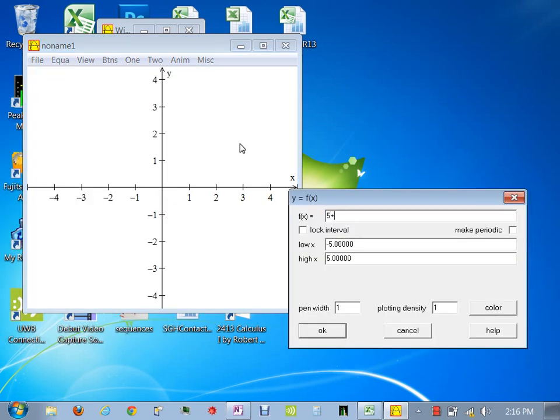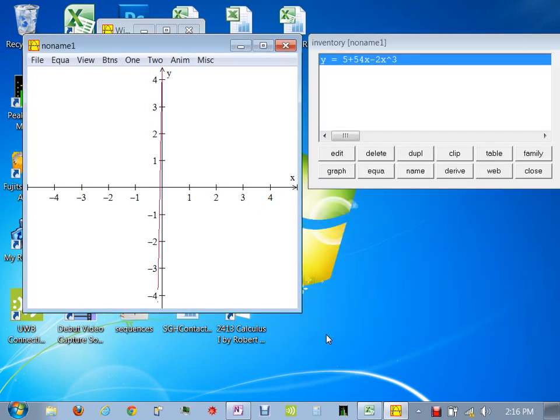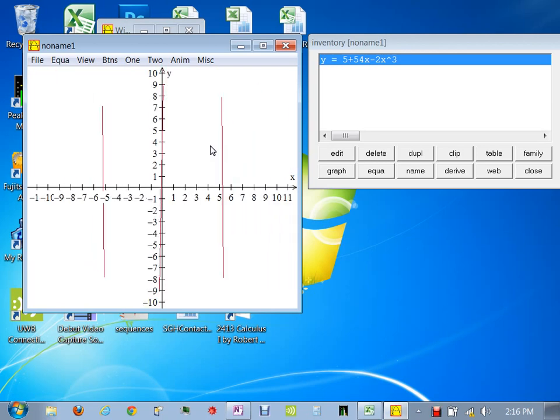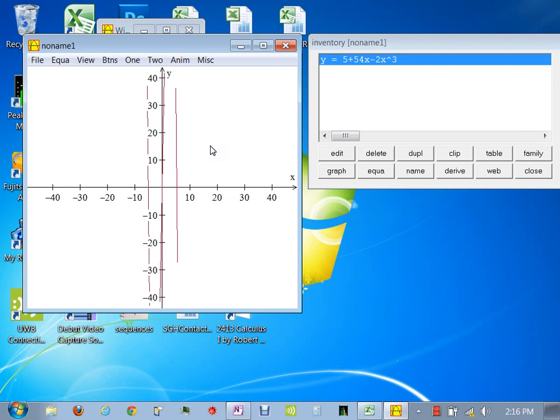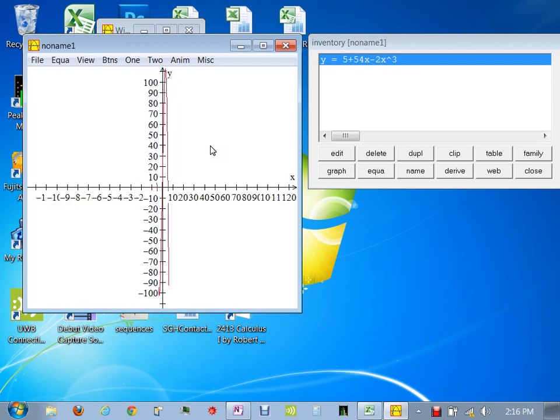Okay, what was it? It was 5 plus 54x minus 2x cubed, right? All right, so what I want to do first, let's just look at this function. It's really hard to see what this polynomial is doing. It's a crazy looking polynomial. It's a cubic, right? Cubic polynomial, third degree. Let me try and change the view to make this a little better.